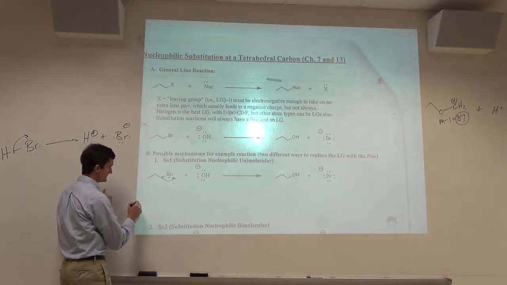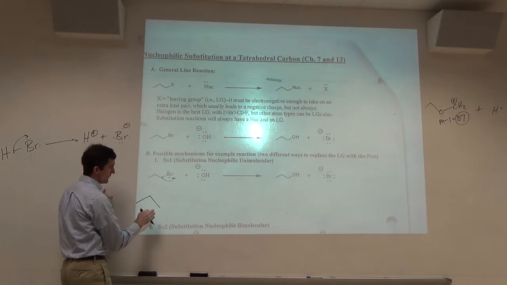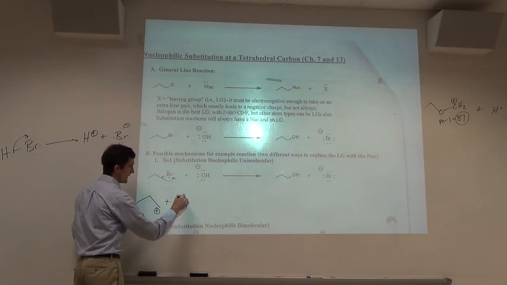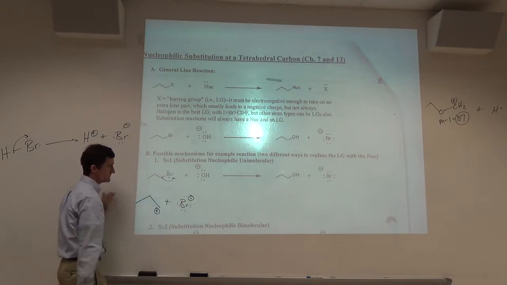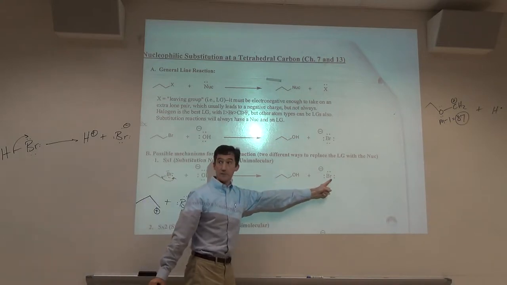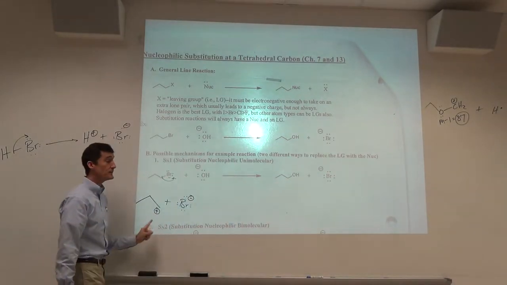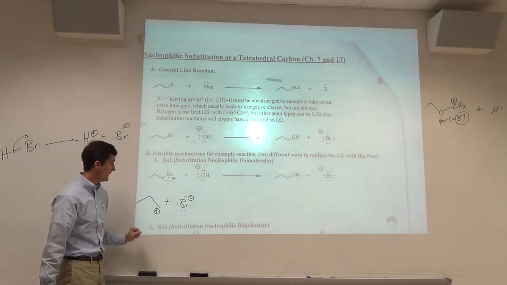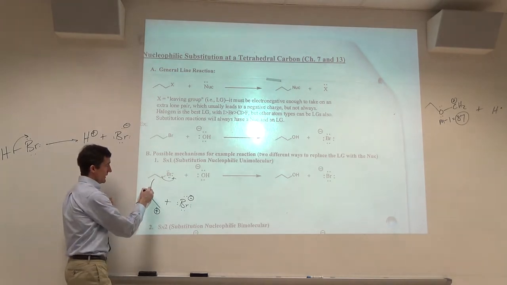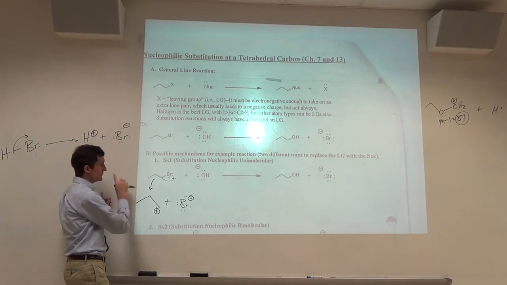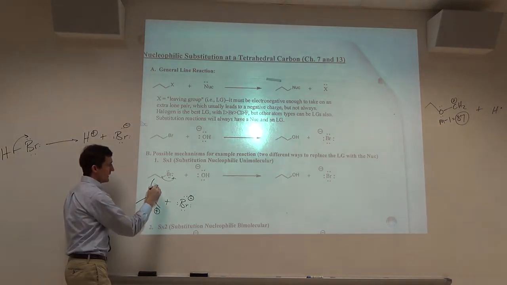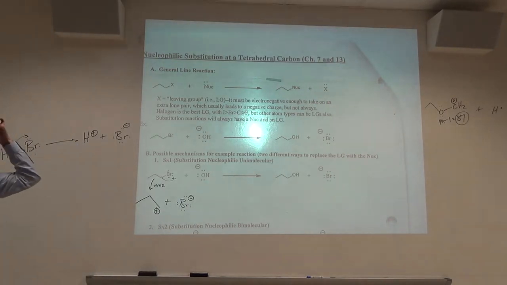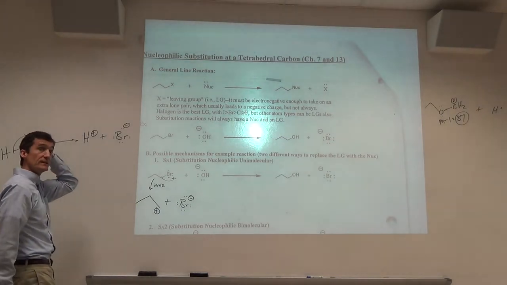If bromine left, what would we get? What would this carbon become? Positive, and we would make what? Br minus. Right there, we just made that. That's a possible way to make Br minus. That's a possible way for the Br to leave. What do you want to call that? Same thing we called it over here. What do you want to call this step? Ionization. We make two ions. So we could propose that the first step is ionization. Leaving group leaving.